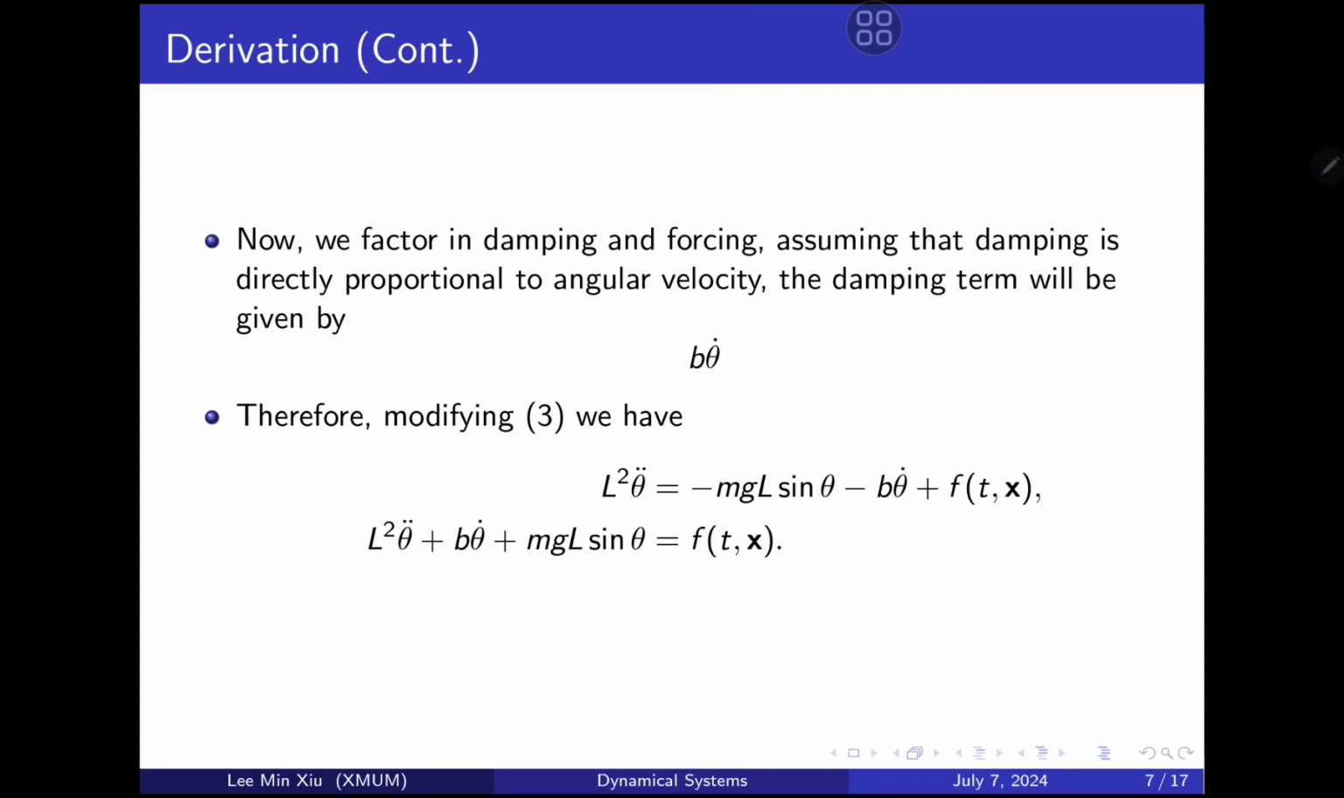And here we will assume, from the classical mechanics sense, that damping is directly proportional to angular velocity, so the faster it's going, the greater the friction, in a sense, and therefore the damping term will be given by B theta dot. And therefore let's just throw the damping and forcing back into the model. Therefore we have added these two terms in, and moving them to one side, we have exactly this as our equation system model. Yeah.